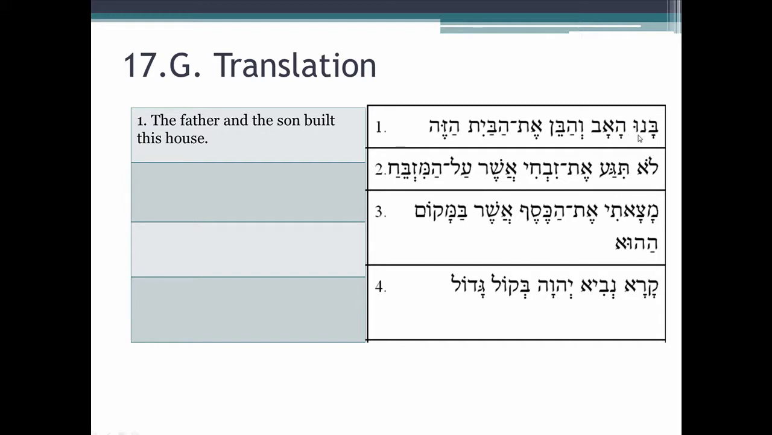So they built, well, who's the subject? Well, it's ha'av and ve'habein. The father and the son built, direct object marker, habayet hazeh, this house.